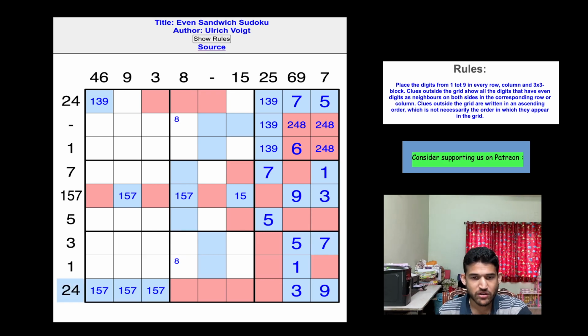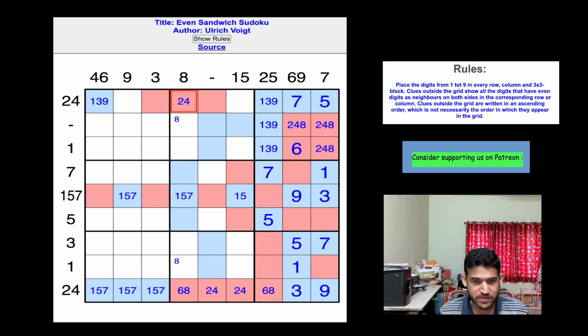Okay, 2, 4 is in between, sandwiched. The only way is to put 2, 4 here. It cannot be on the borders because that would put an odd near. This is the only way it can happen. So this has to be a 2 or a 4, right? You can't have 6 and 8 here. 6 and 8 will be the borders. 2 and 4.